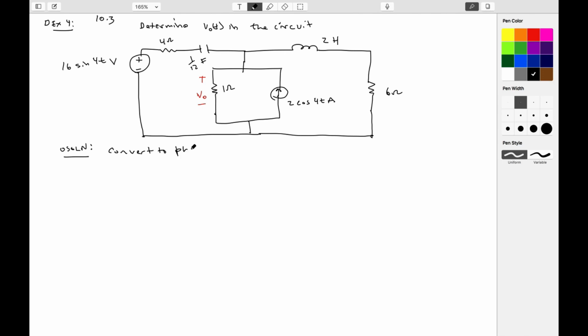Convert to phasors. All right, and so I have 1/12 of a farad, which converts to, knowing that omega is equal to 4, negative j over 4 times 1/12, which should equal negative j3 ohms. I have a 2 Henry inductor, which converts to j omega L, which is equal to j4 times 2, equal to j8 ohms.